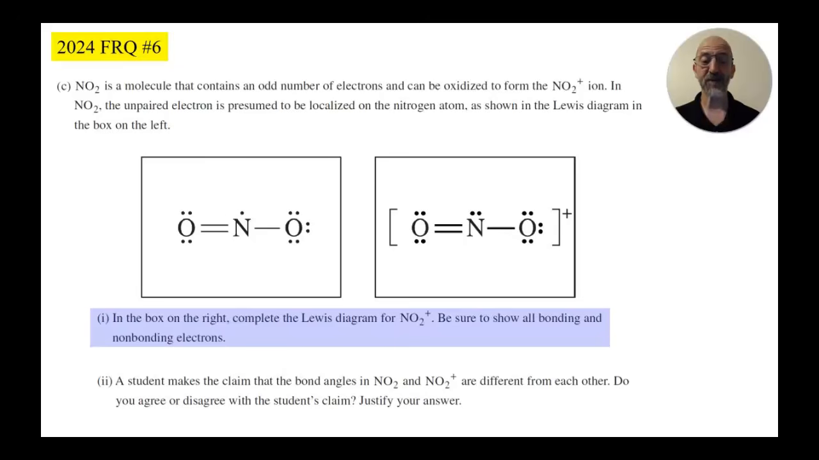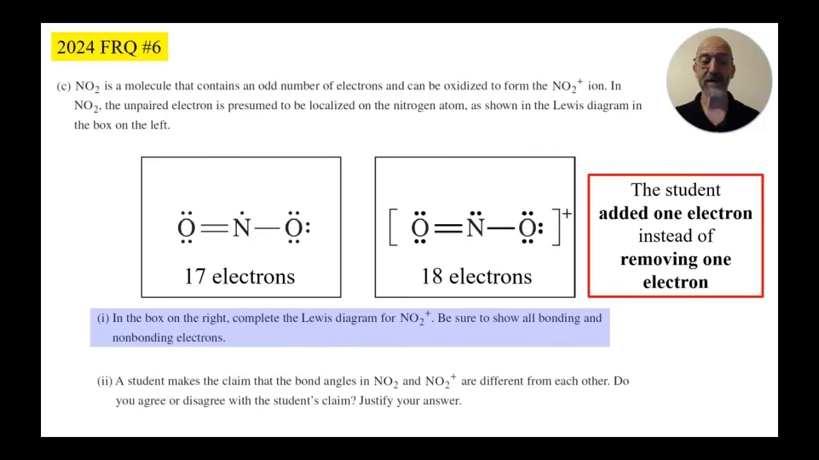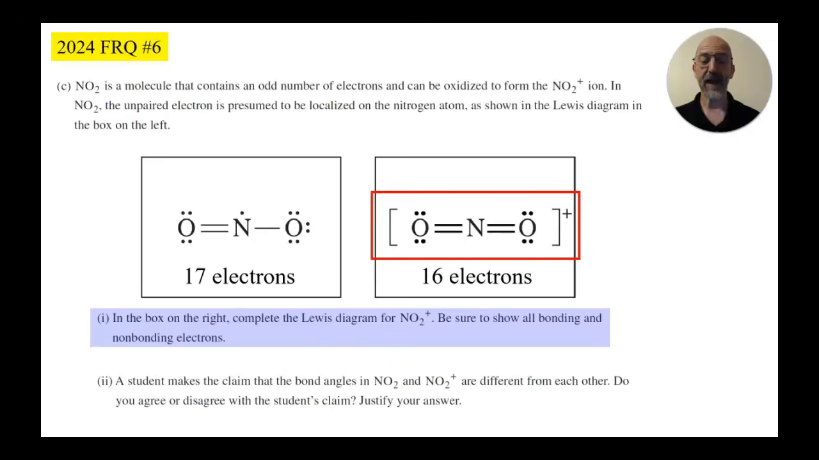total number of valence electrons in that diagram, 2, 4, 6, 8, 10, 12, 14, 16, 18. So what did they do wrong? They added one electron instead of removing one electron from that total. So it's actually incorrect because it should be NO2 plus. That means it lost an electron. So it goes from 17 to 16, not 17 to 18. So here is the correct Lewis diagram, which contains 16 electrons. That Lewis diagram looks very similar to the carbon dioxide molecule.